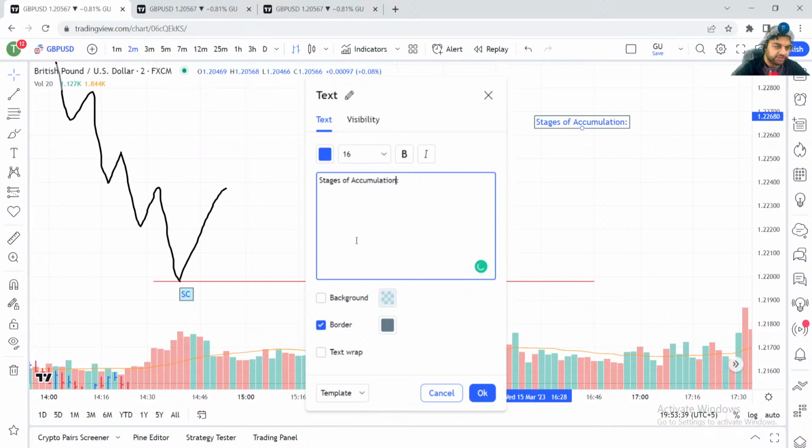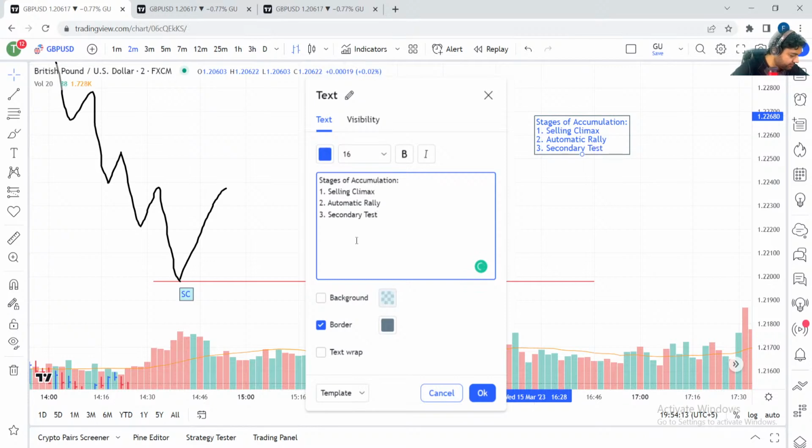First, let me write down the stages of accumulation. The first stage is selling climax. That means the selling has been exhausted. Prabir is saying SC, AR, ST. Yeah, that's right, Prabir Rai ji. Thank you. And you have automatic rally. The third stage is going to be secondary test.